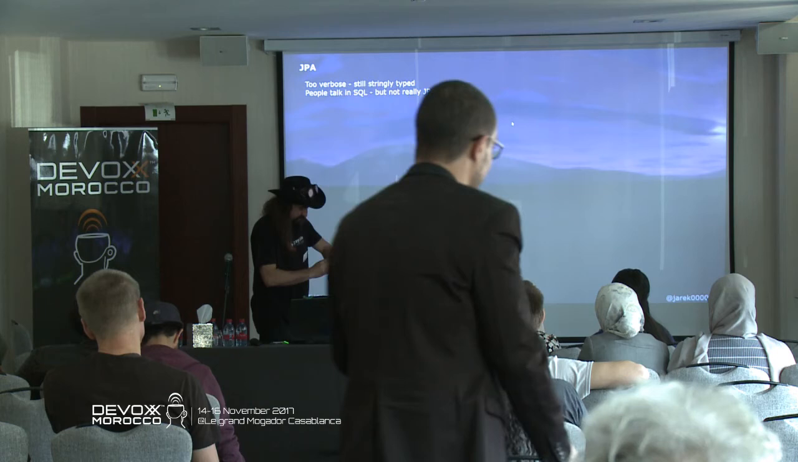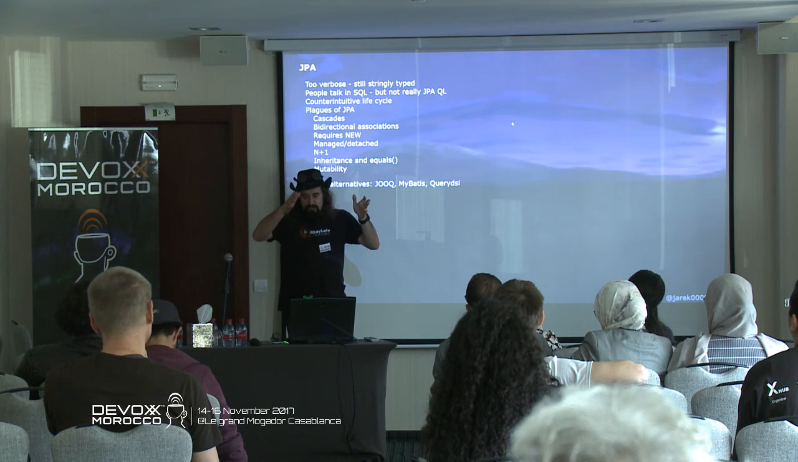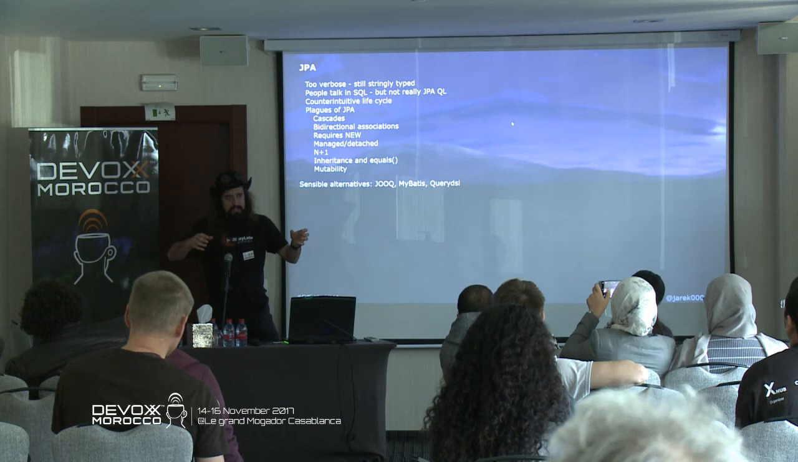I hate JPA particularly for being too complicated. I do recommend you try alternatives. In a real project, I found out they are very primitive. But if you work with jOOQ or MyBatis, at the beginning you are a little bit slower because you don't have this magic that helps you. But then you never have this problem like with JPA.